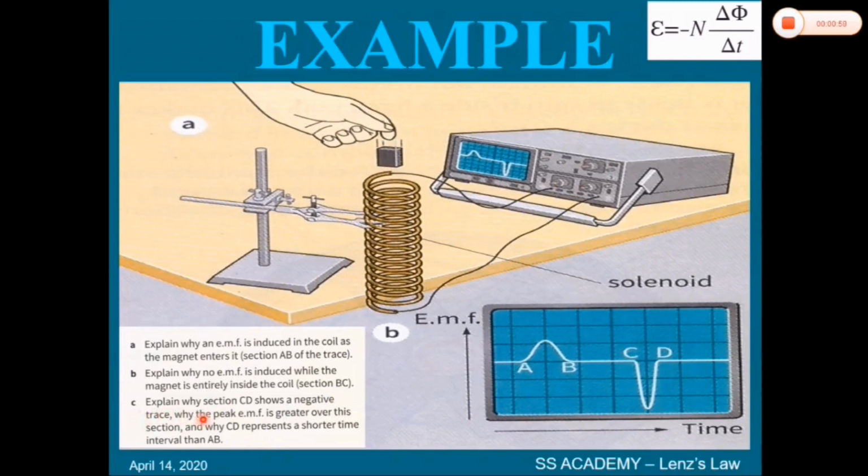Part C is: explain why section CD shows a negative trace, why the peak EMF is greater over this section, and why CD represents a shorter time interval than AB. The answer is, as the magnet leaves the coil, there is a decrease in the flux linking the coil, hence the EMF produced is in the opposite or negative direction. The induced current is in the opposite direction according to Lenz's law, and the peak EMF is greater because the magnet is moving faster because of acceleration due to gravity. So the rate of change of flux linkage is greater in this case.